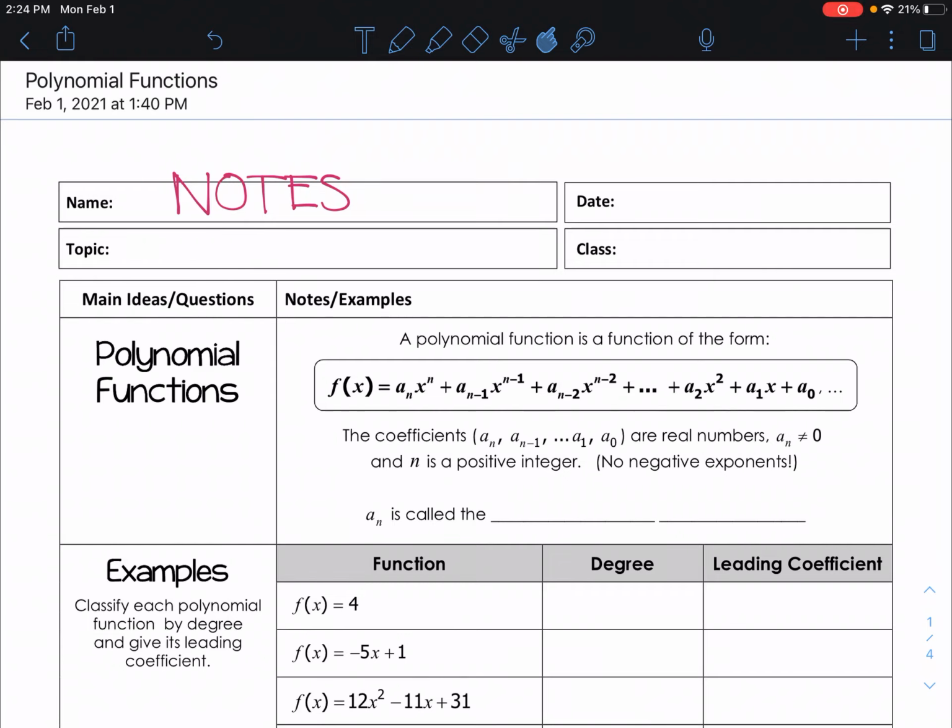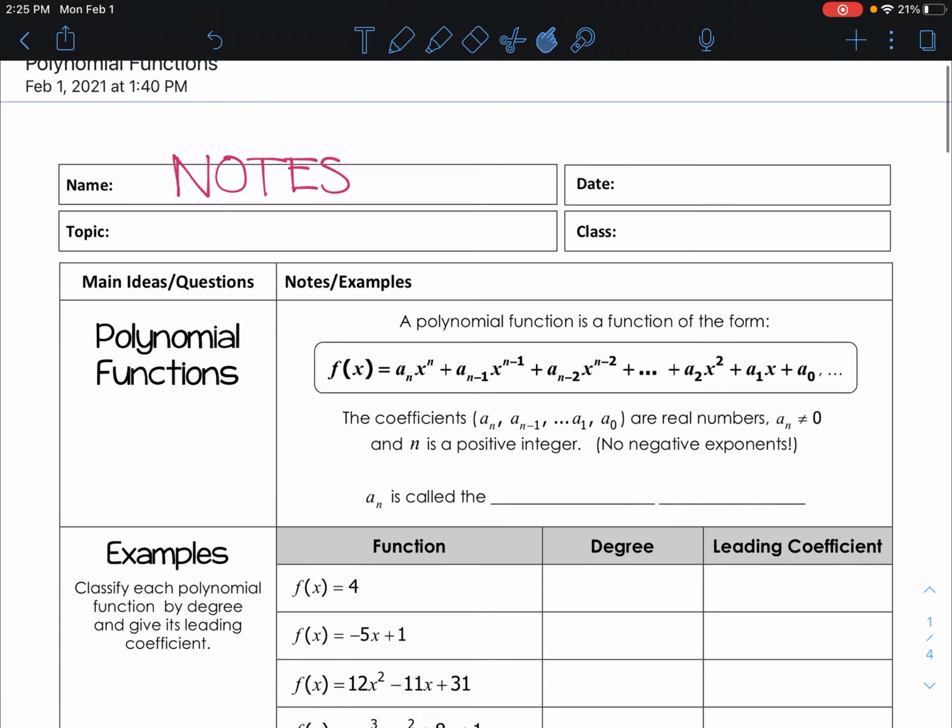Hello. Okay, so we are going to start our new unit on polynomials, and what I would just want to go over is what a polynomial is, and then start talking about something called end behavior and just how those things work. So this will be our first part on polynomials.